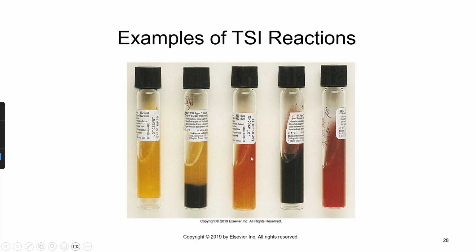This next one, it's a little tricky to tell, but it kind of looks yellow at the bottom, and it's definitely red at the top. So this would be K over A, the alkaline over the acid. This one here would be K over A, H2S positive. So it's got red on the top, black on the bottom, K over A, and then H2S positive and gas positive. You would see that there's a gas bubble here. And this last one would be K over K. So this is asaccharidic. It doesn't use those carbohydrates in the medium.